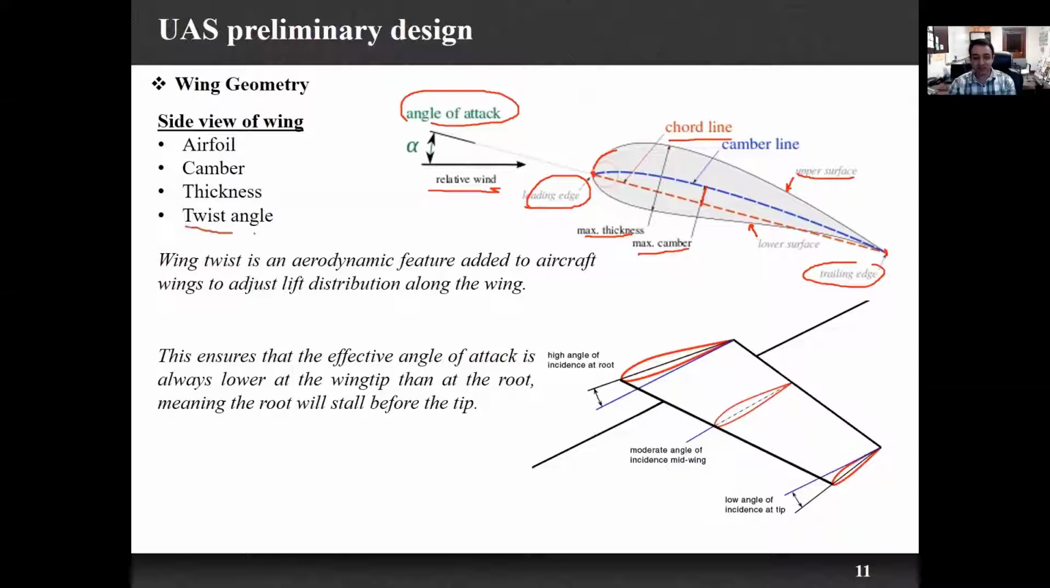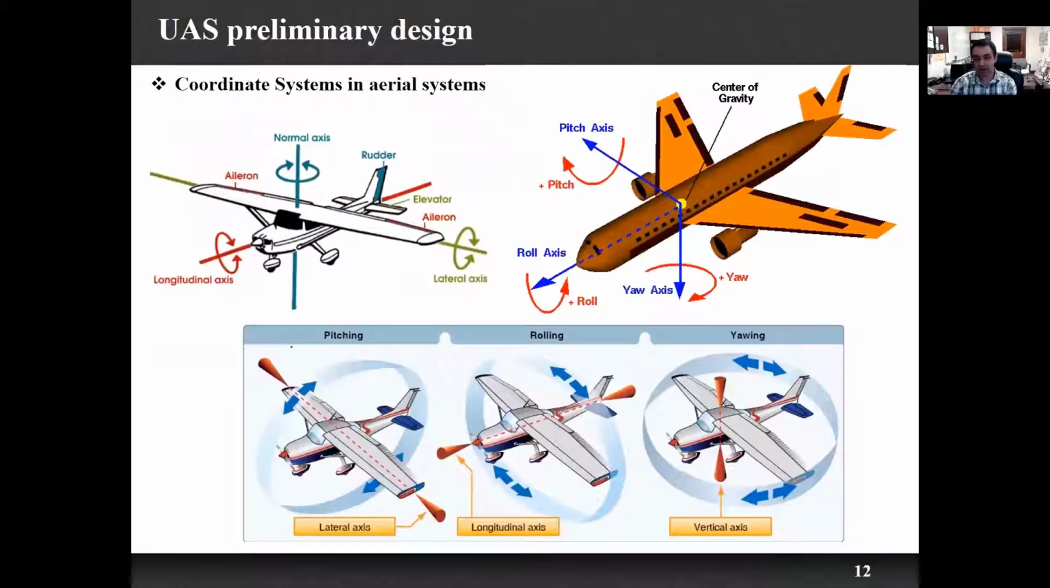We also have the twist angle. We have two types of twist: the aerodynamic twist and the geometrical twist, which we discuss later on. This is an example of the twist. If the angle of attack of our wing tip is different from the angle of attack of the root, then our wing has a wing twist. The main reason for twisting the wing is to change the lift distribution over the wing.